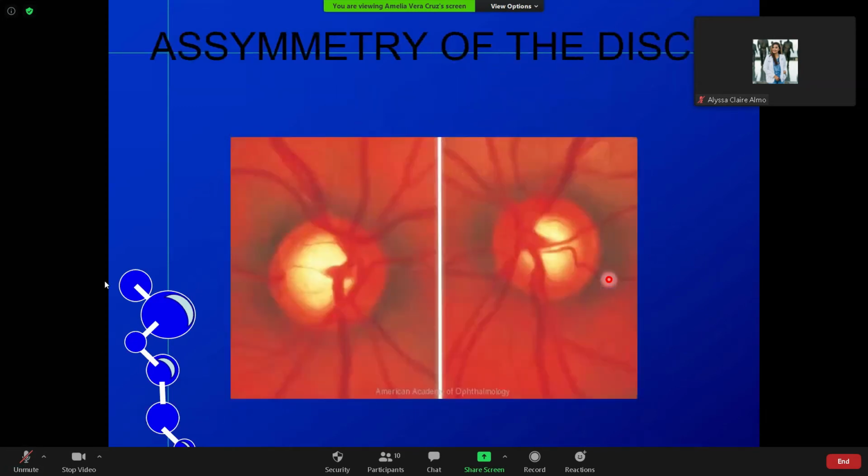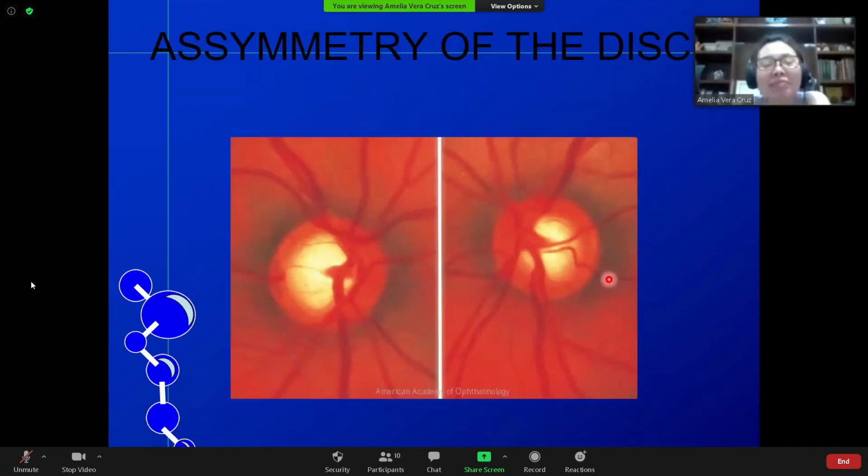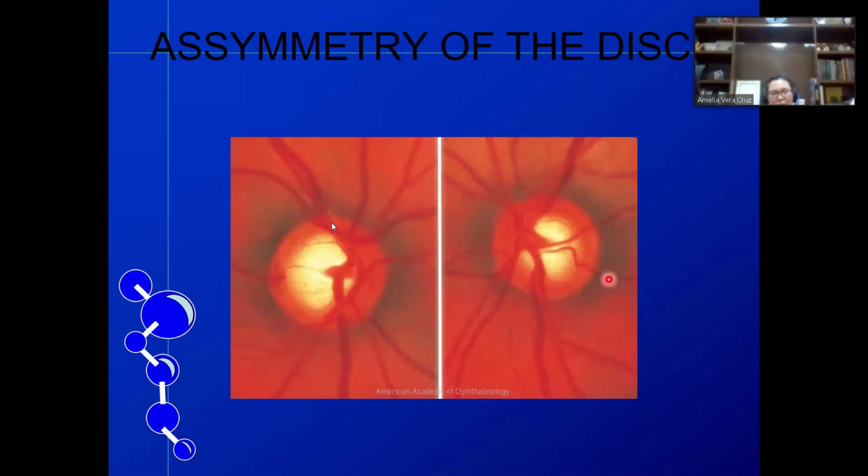Okay. Oh, this one, asymmetry of the disc. So, magkaiba talaga. The right and the left eye. Oh, give me now the estimate of the optic cup, the cupping of the right and the cupping of the left. Sige. Drawing ulit. The right eye muna.